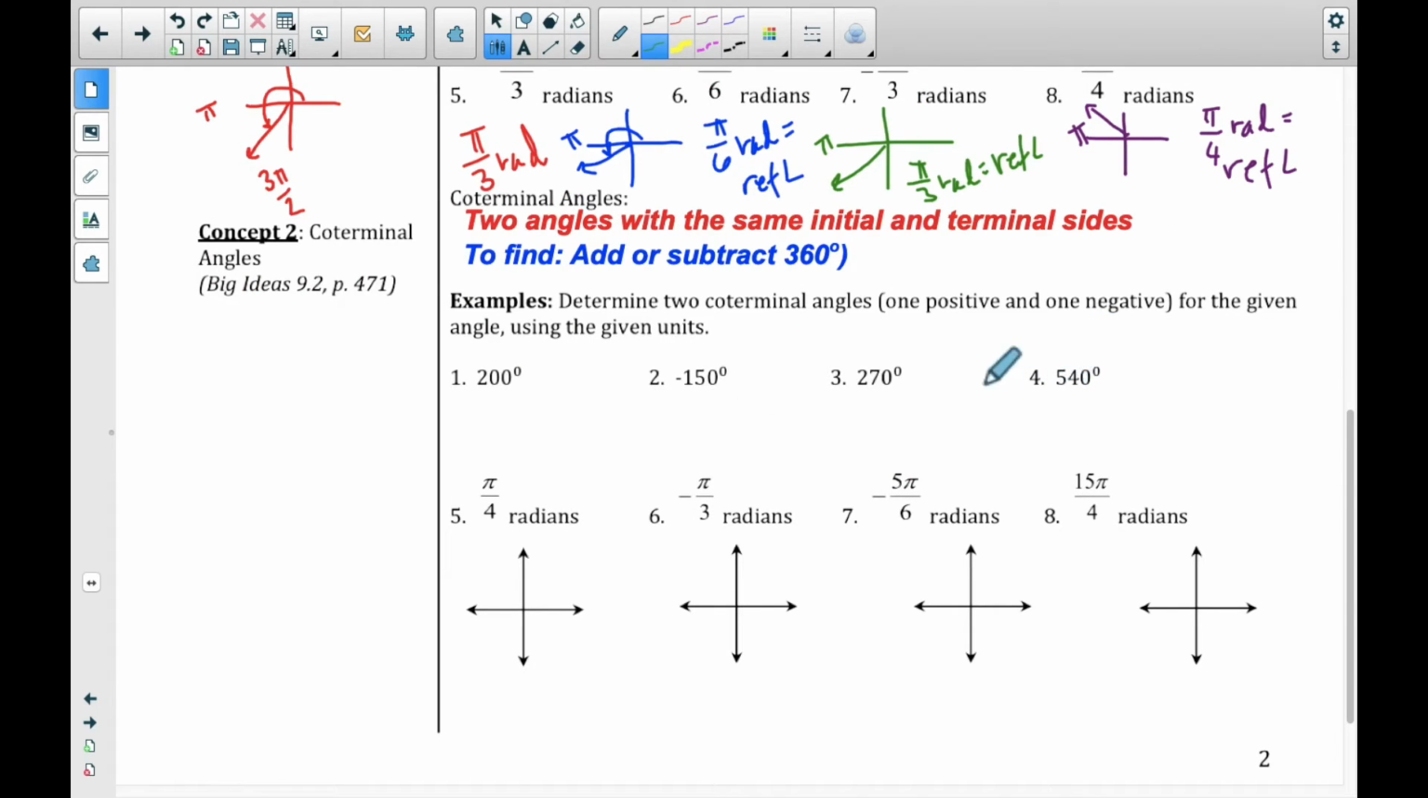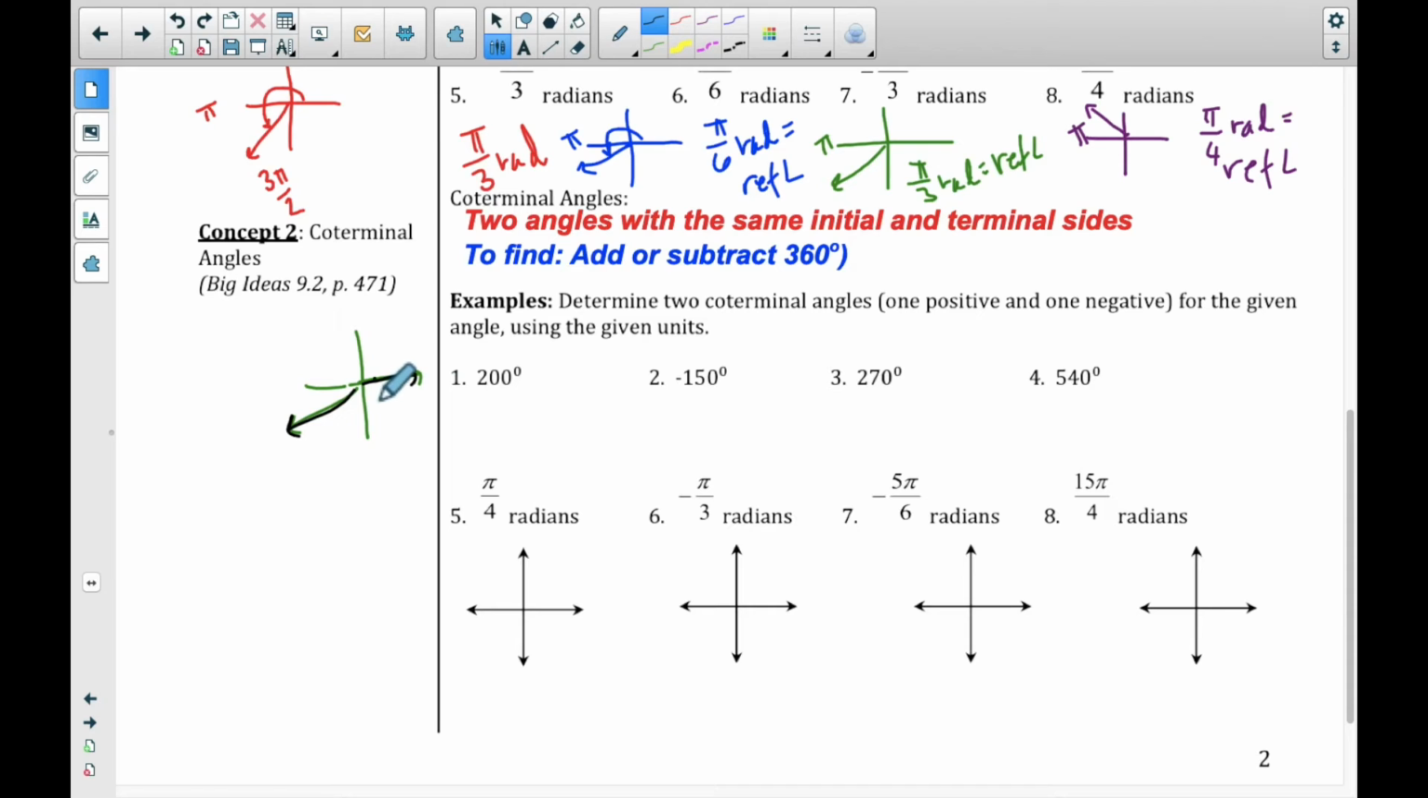Coterminal angles, the actual definition, 2 angles with the same initial and terminal sides. To find them, you add or subtract 360 degrees. It's basically one way to think of it as a difference in perspective. How do you see it? So let me show you. All right, let's say you have this angle set up here. And notice I didn't put any arcs on there, and that was on purpose.